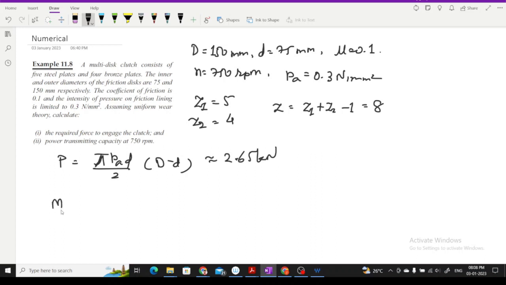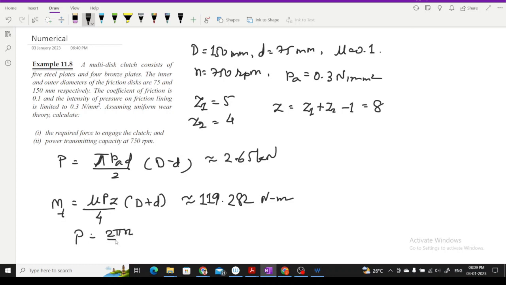Then you can calculate the frictional torque from this axial force, right? So it will come around 119.22 Newton meter. Yes or no? Yes. Then the power will be 2 pi N by 60 into T. Right, this power is almost 9.4 kilowatt.